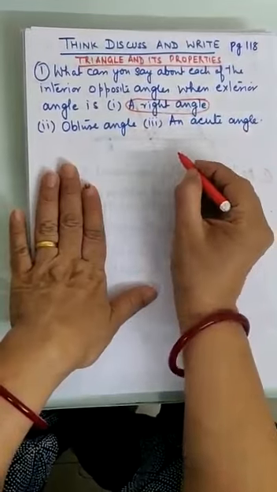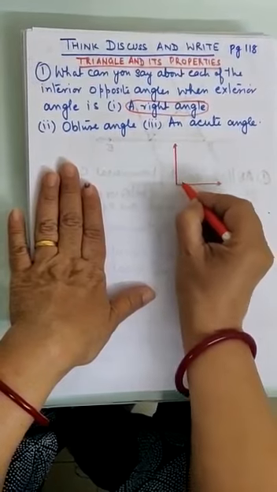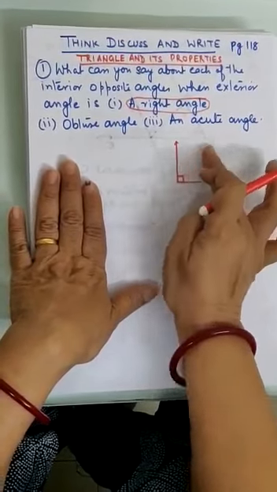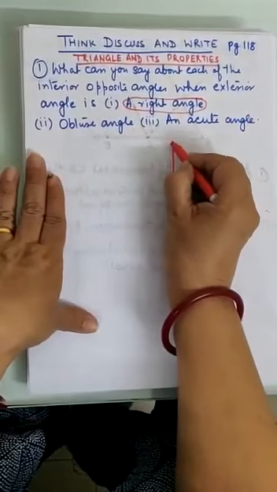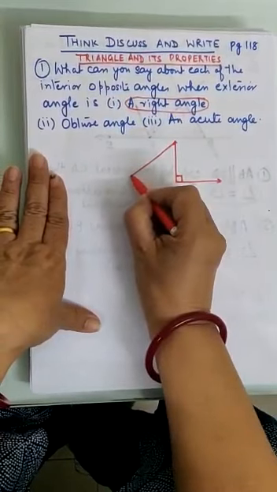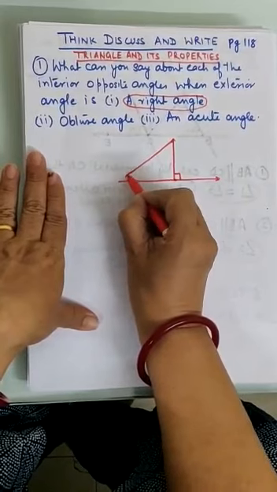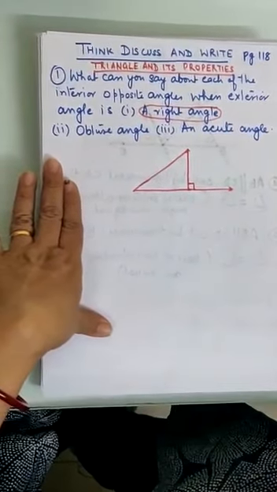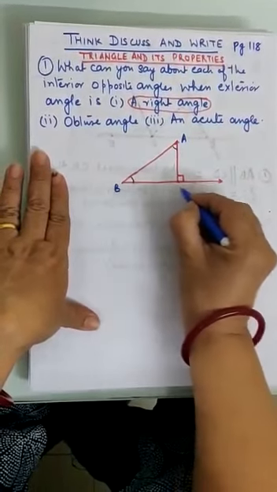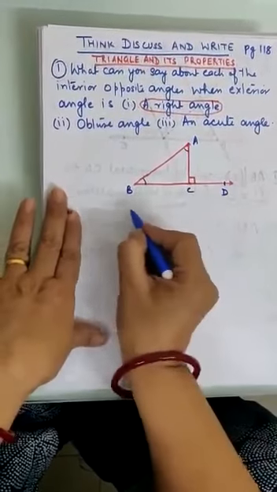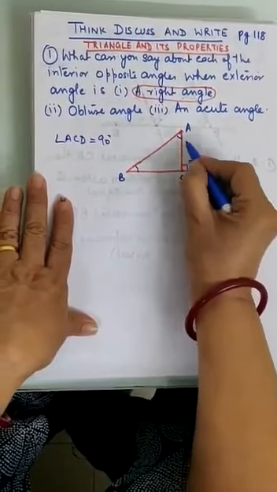So let us draw it. Suppose we make this a right angle and let us assume that this is our exterior angle. So we make the triangle, something like this. Okay. So what do you say about these two angles? Let us first label it A, B, C and D. Angle ACD is 90 degrees, a right angle.